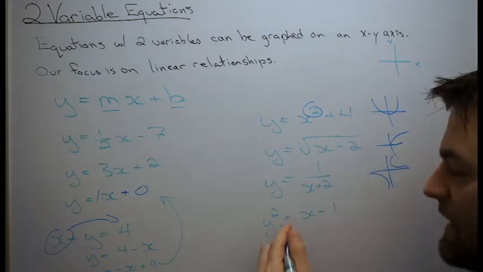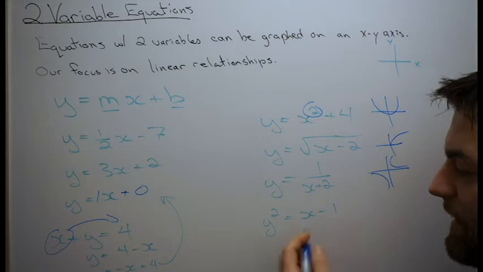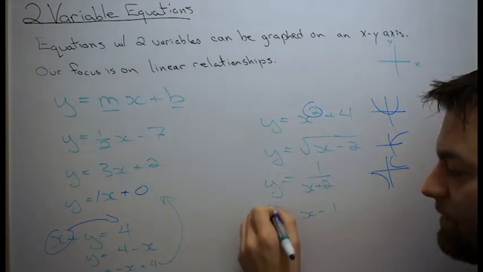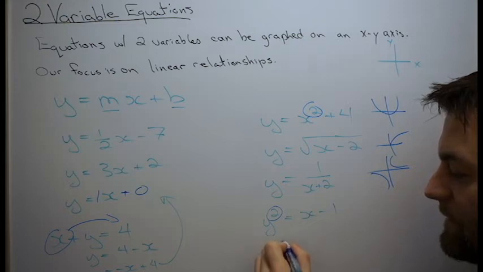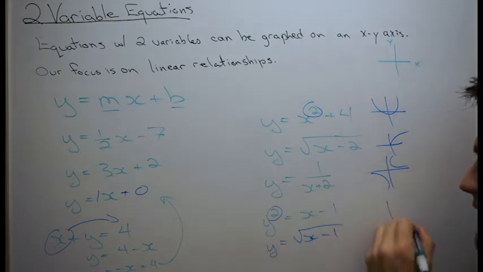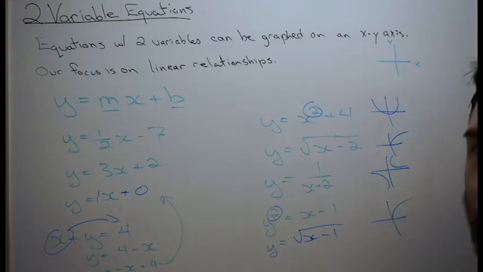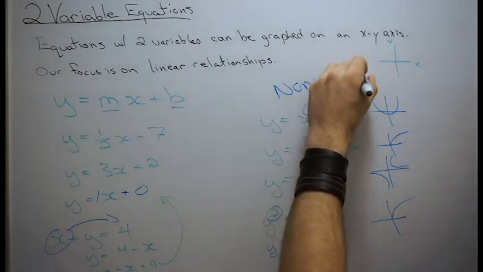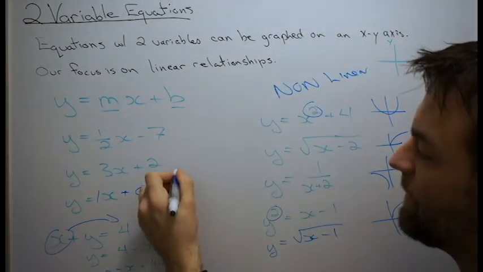And then with this last one here, the y is squared. The x isn't, but the y is squared. But if we were to rearrange that and get rid of this here, take the square root of the other side, do the opposite operation, and again we have one of those root type graphs. So all of these are not linear. And all of these over here are linear.